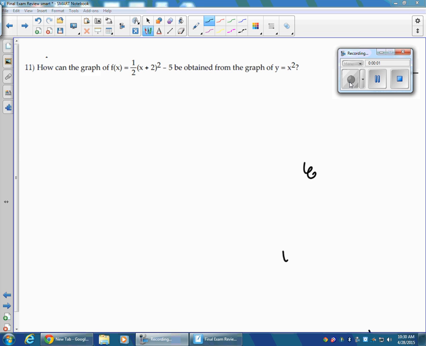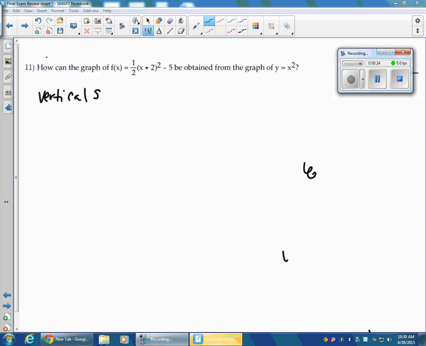All right, for your final exam review, question number 11. How can the graph of f of x equals 1/2 (x plus 2) squared minus 5 be obtained from this parent function y equals x squared? All right, so the number in front, since it's 1/2, that's going to be a vertical change. If it's outside, it's a vertical change. If it's inside the parentheses and multiplied by the x, that'd be a horizontal change.